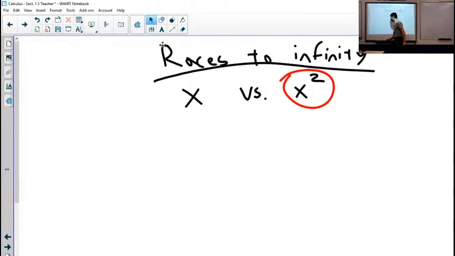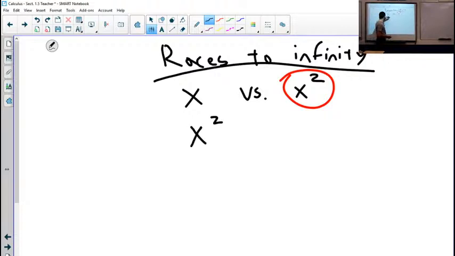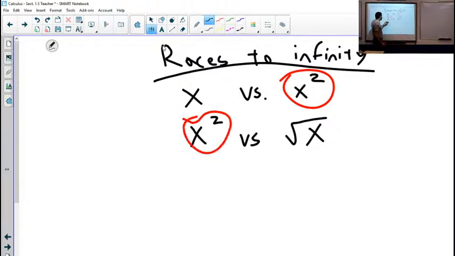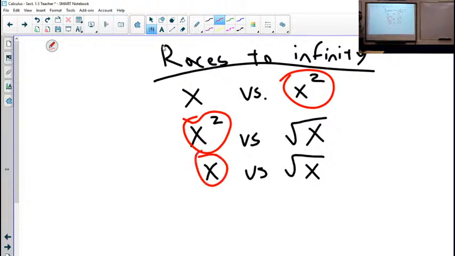So x squared wins. How about, okay, x squared was the winner, so let's put it against another bit of competition. Still x squared, right? Loser's bracket. X wins. Because if I take square root of a number, that's going to grow a lot slower.